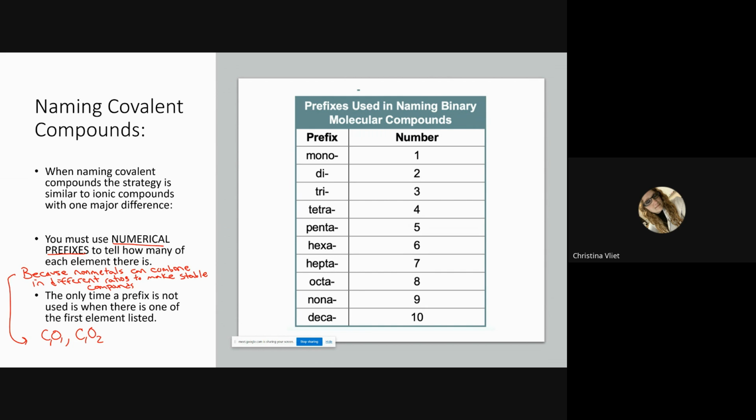How would you know which one you have if you don't state it in the name? If you just said carbon oxide, nobody would know if you're talking about carbon monoxide or carbon dioxide. There would be no way to know. So that's why you have to use prefixes to say which one you have.